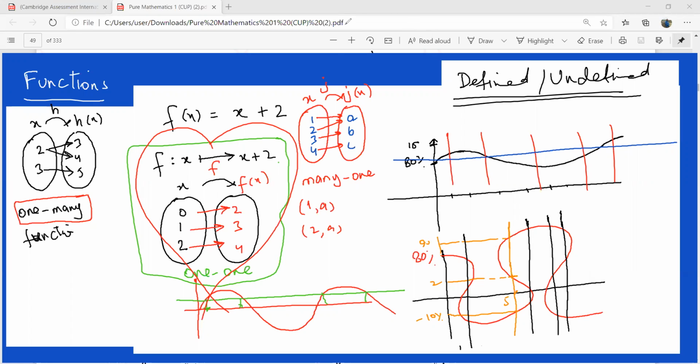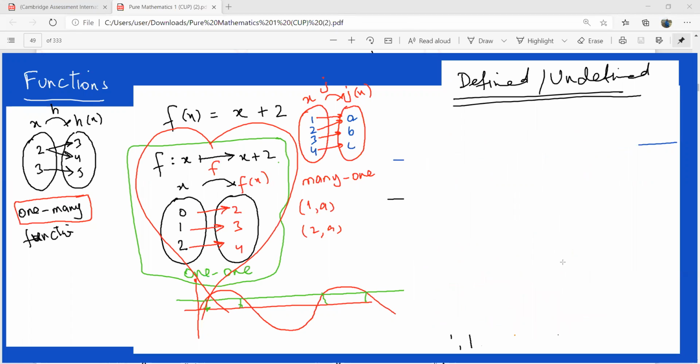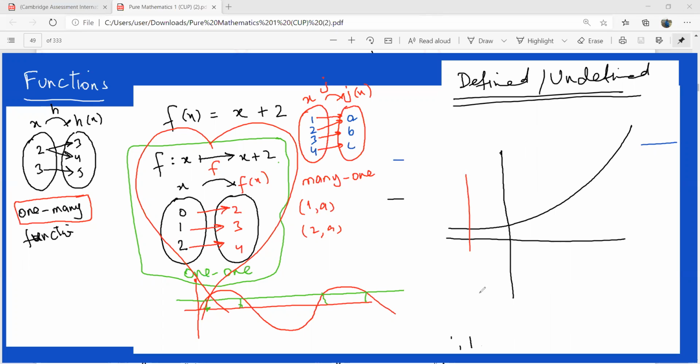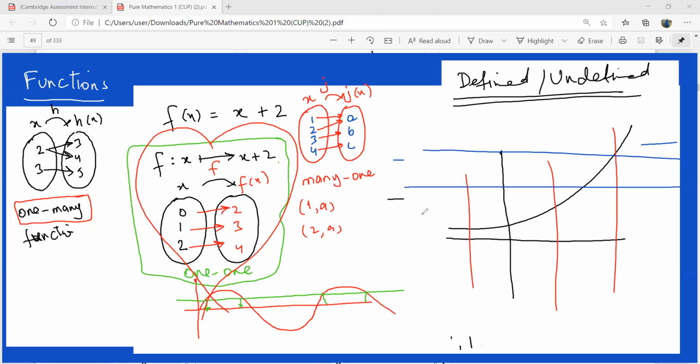Suppose you have a graph which is like this, for example, something like this, and you see this exponential graph here. This graph passes the vertical line test, so this is a defined function, and it also passes the horizontal line test. No horizontal line would pass more than once through this. So this means this is a one-to-one function.